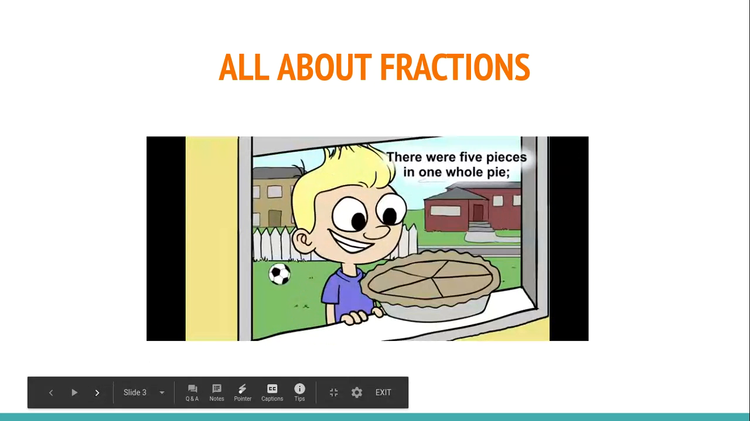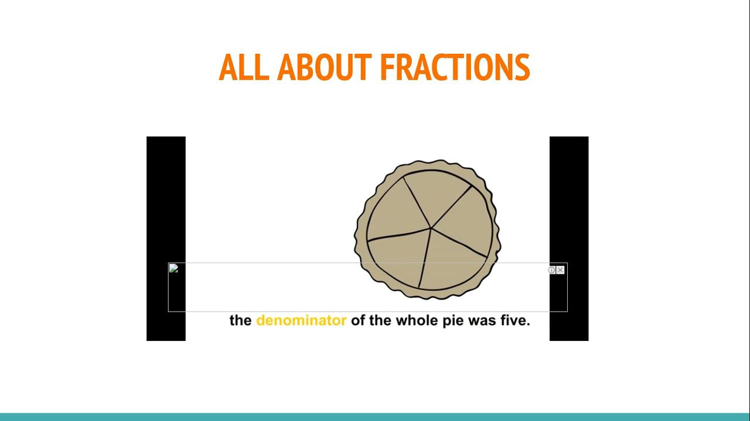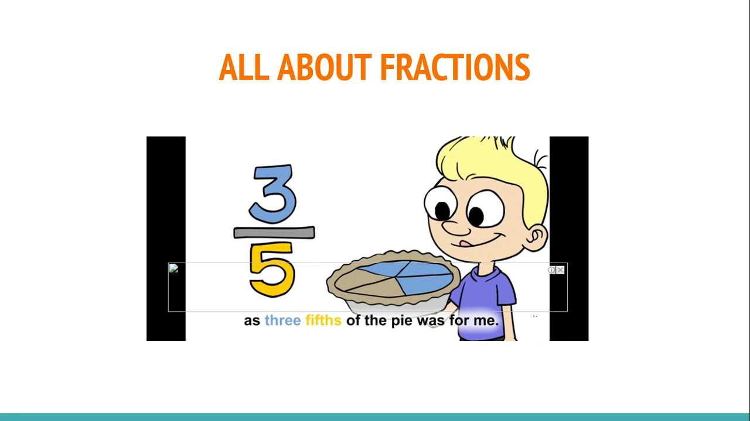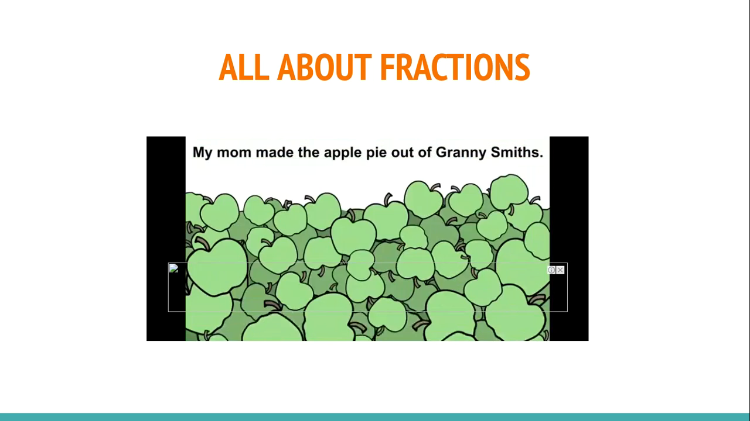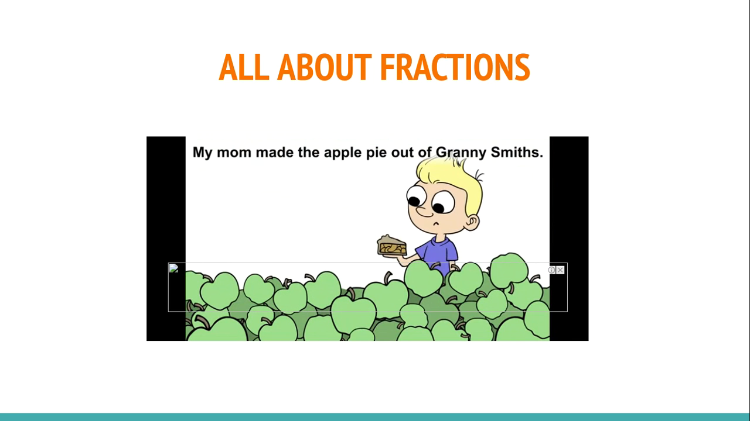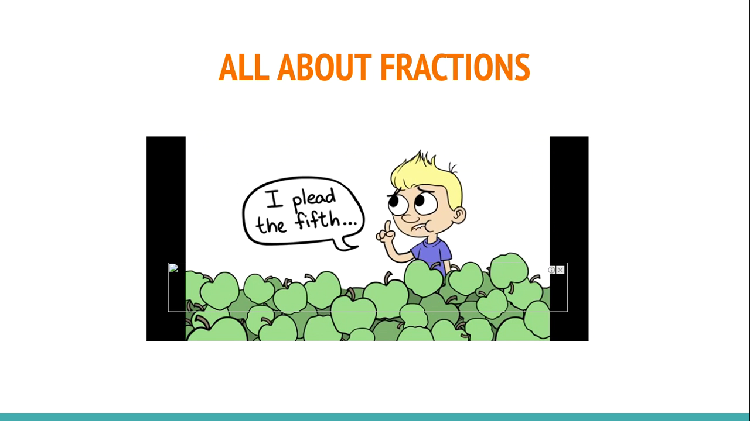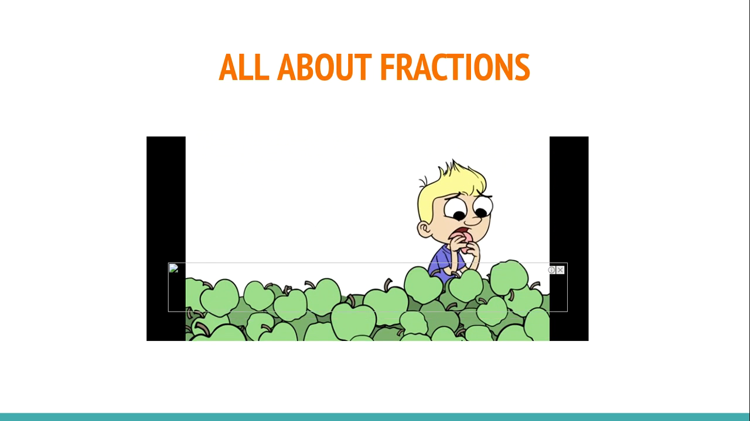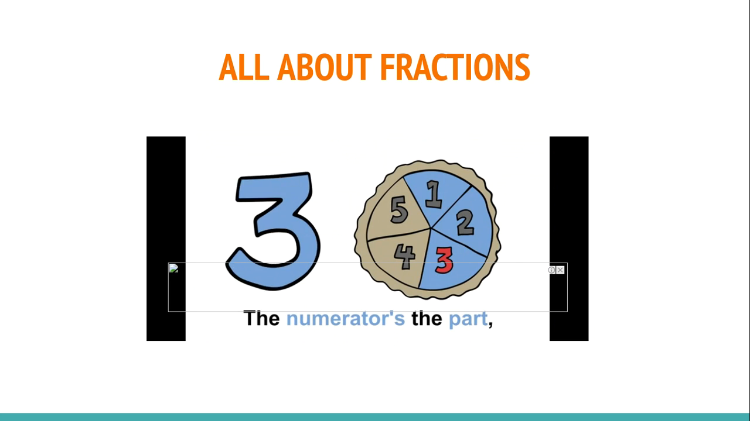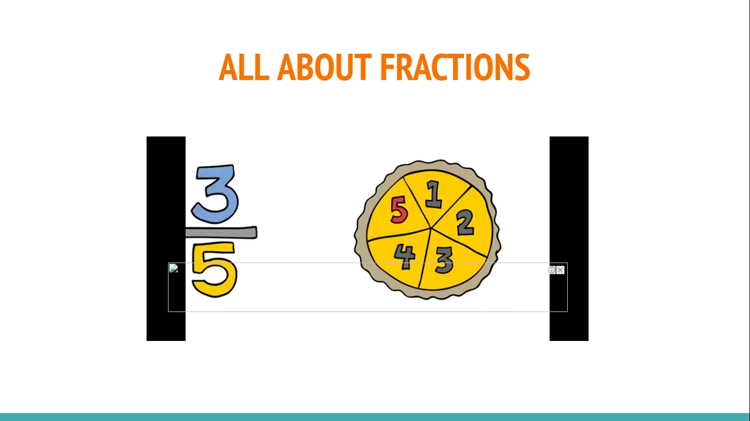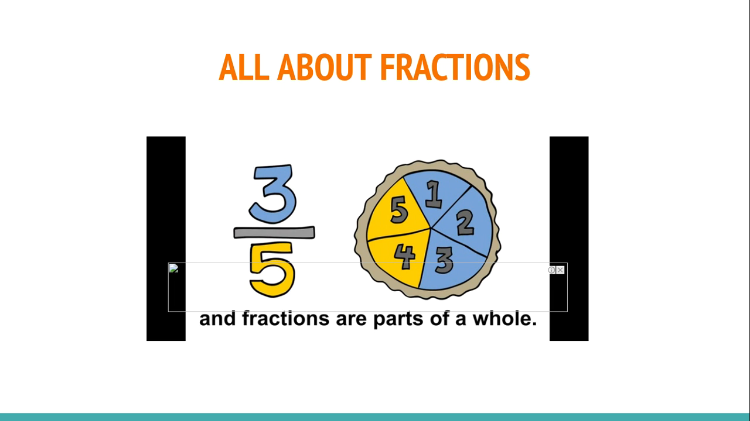There were 5 pieces in one whole pie. The denominator of the whole pie was 5. The numerator of my part was 3, as 3/5 of the pie was for me. My mom made the apple pie out of Granny Smith's. She asked me if I liked it. I said, I plead the fifth. The numerator's the car. The denominator's the whole. And fractions are parts of a whole.